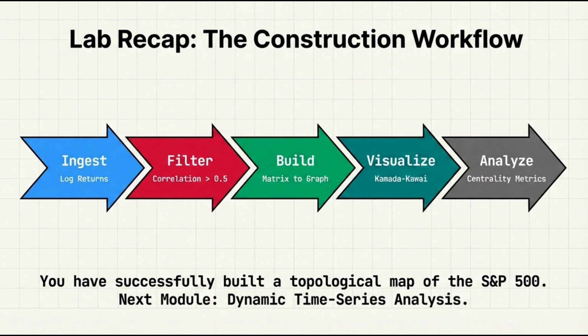The sentence at the bottom says that we have successfully built a topological map of the S&P 500. That is exactly what this lecture accomplished. We took raw market data and turned it into a structural object that can now support deeper time series and systemic analysis in the next module.